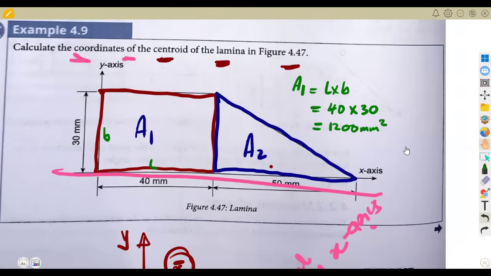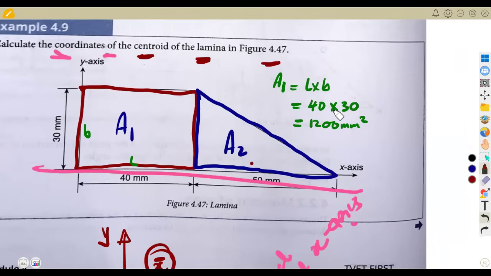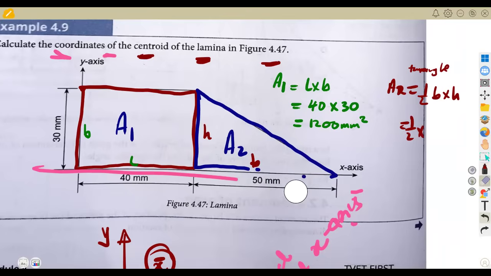Okay, then in this case, we do the same thing. The other part, which is our second area, is the area of a triangle. So how do you calculate the area of a triangle? The area of a triangle is half base times perpendicular height. This is your base. This is your perpendicular height. So that will be half of the base, which is 50. Remember, the whole of this part is 50. Half of this 50 times the perpendicular height, which is 30. This is the same distance that we have here.